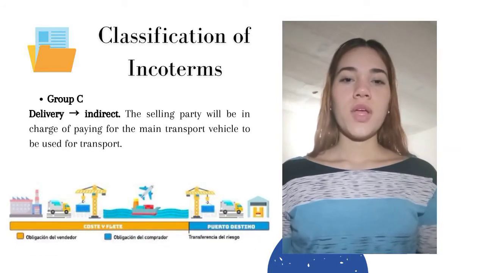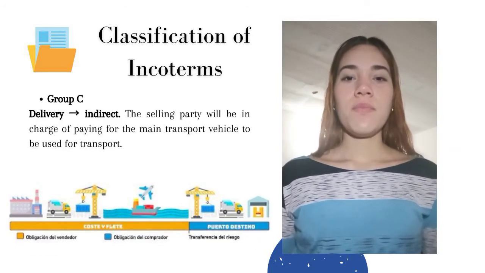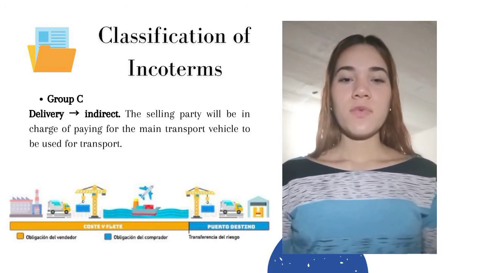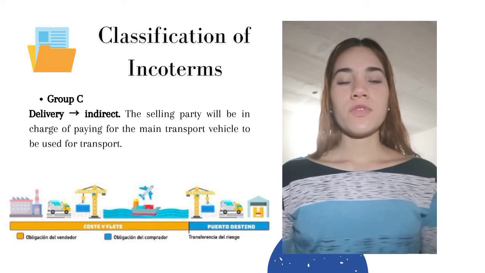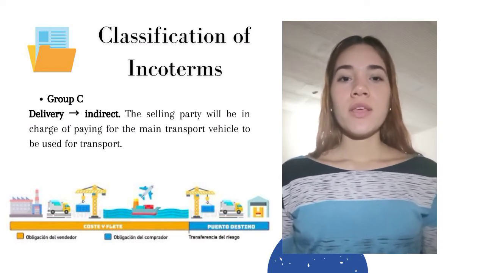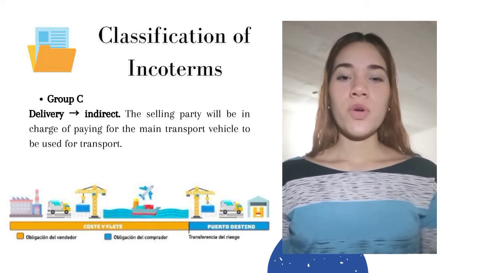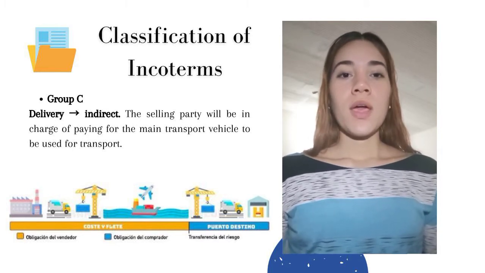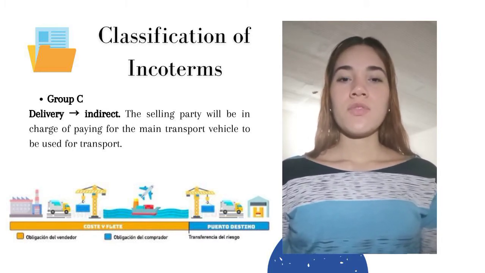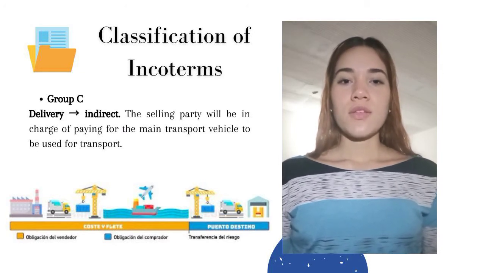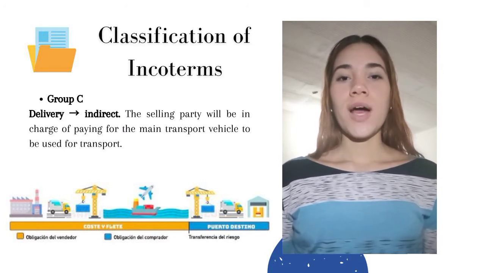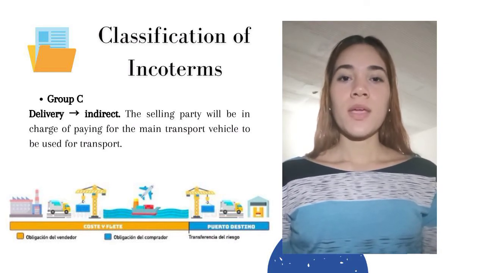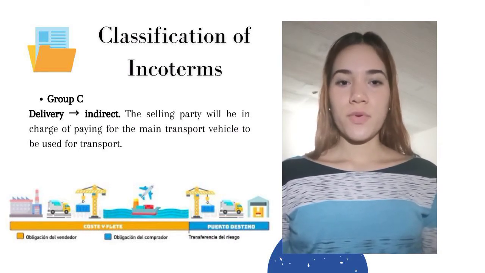Group C. Delivery indirect. The selling party will be in charge of paying for the main transport vehicle to be used for transport. However, it should be noted that if the product suffers any damage or loss during the journey, the seller is not responsible for it, as is the case with additional costs that may arise at the time the merchandise is being transported.